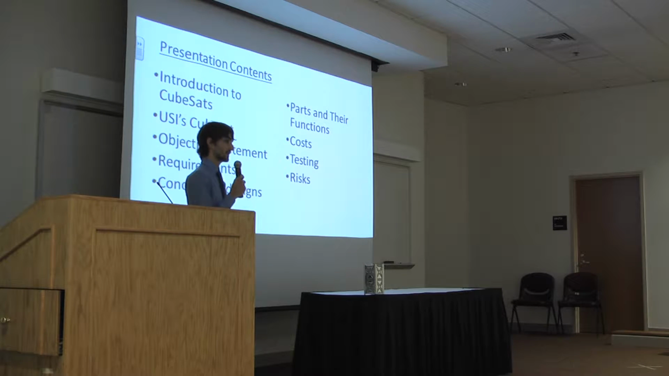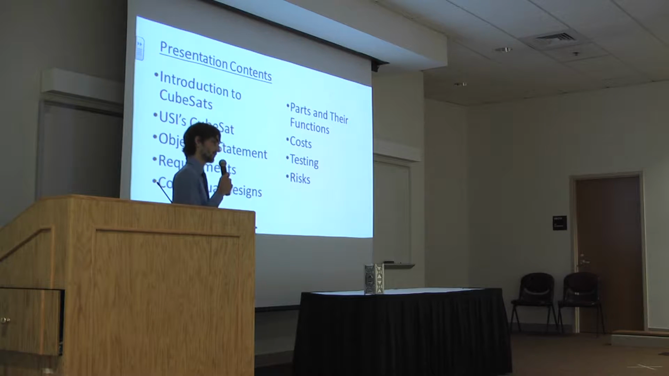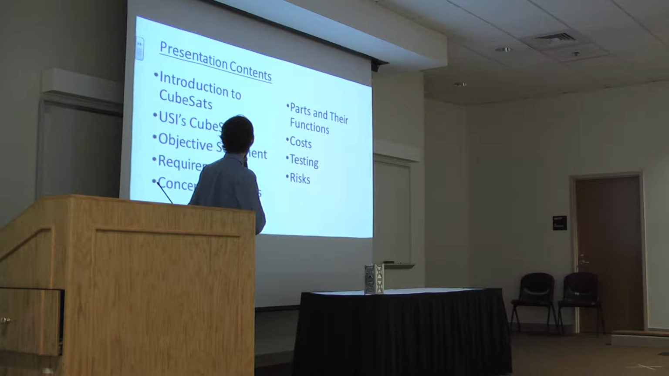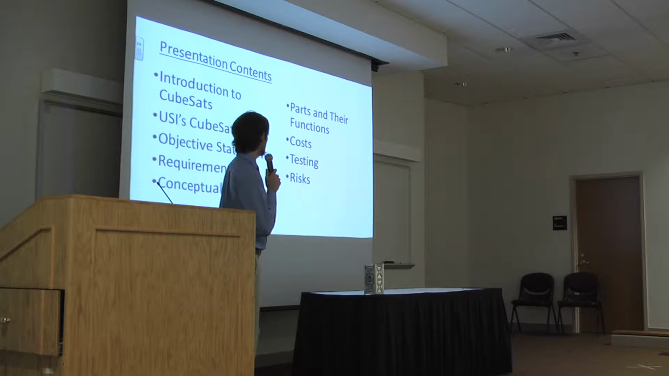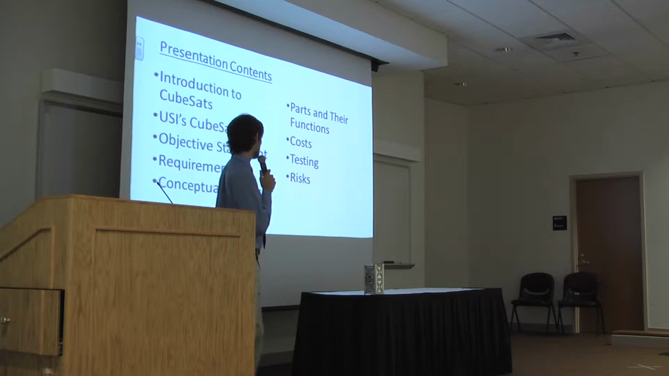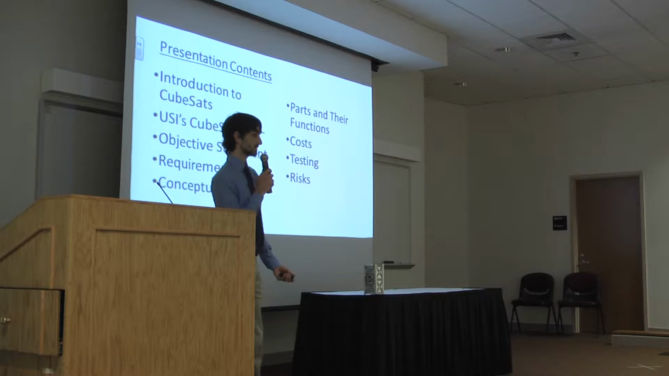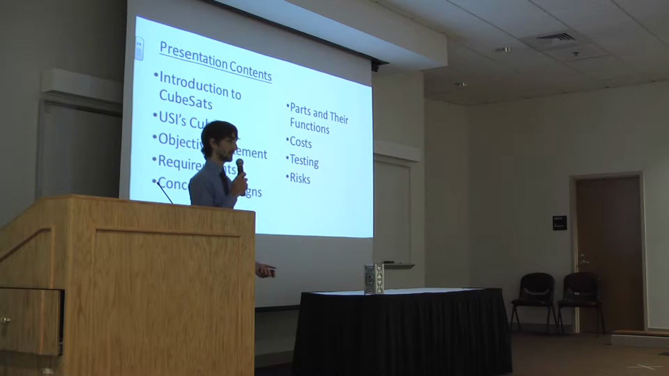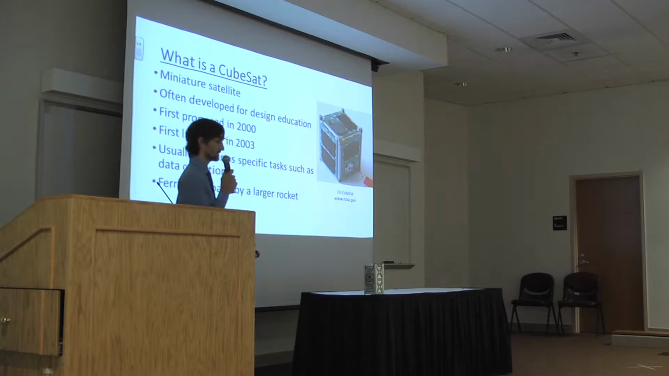I'll give you the objective statement and requirements for my personal project, not the USI project as a whole, but my project in specific. Then I'll give you some conceptual designs that I came up with and decided between for the final design of this subsystem. And then the parts and functions that I need for this project, the cost of each of these parts that I'll be using, how I tested my subsystem, and then finally some of the risks that I faced while testing this subsystem. So first, what is a CubeSat?